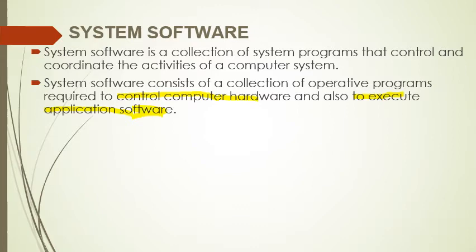What does this mean? I think you have understood the first part of the definition, but the second part is to execute the application software. Windows is a system software. So without Windows, are you able to run Microsoft Word? Your answer should be no. When you don't have an operating system, which is system software, you are not able to open Microsoft Word, Excel, PowerPoint, all these application software. So it enables you to execute the application software.